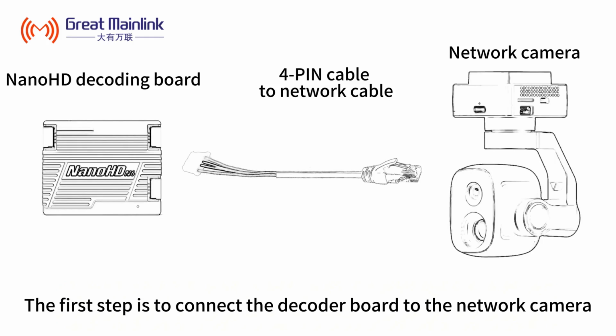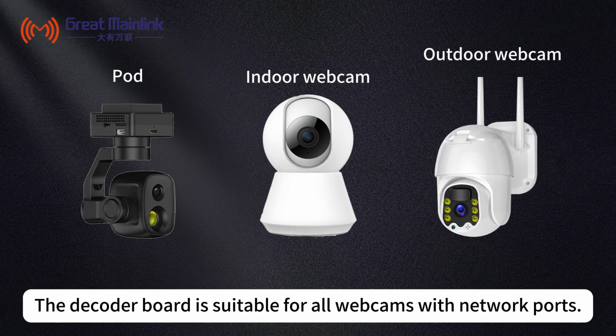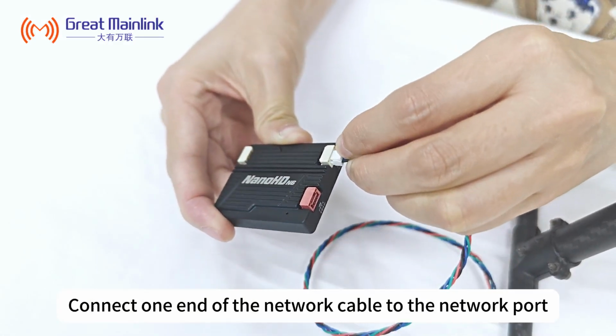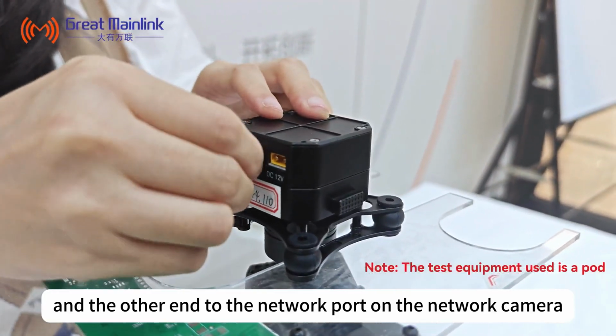The first step is to connect the decoder board to the network camera. The decoder board is suitable for all webcams with network ports. Connect one end of the network cable to the network port on the decoding board and the other end to the network port on the network camera.